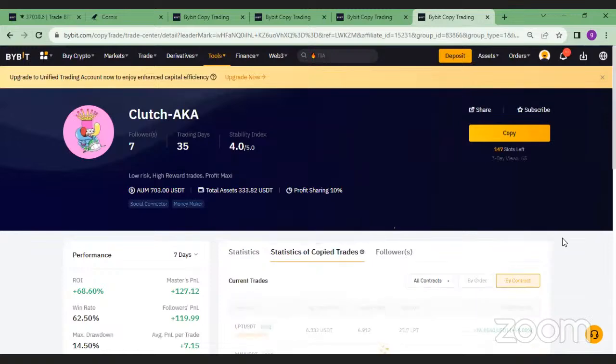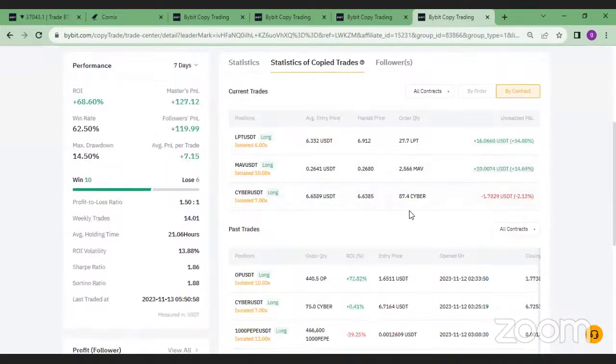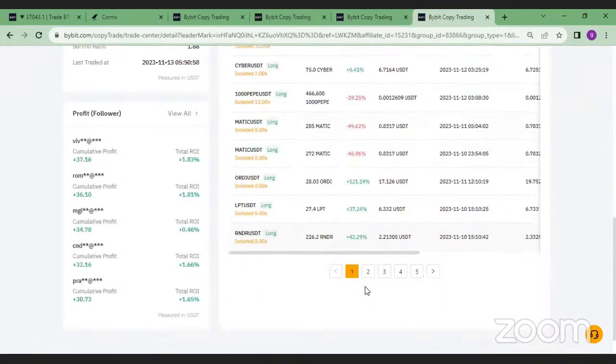I think he has some trades running currently. Yeah, he has some trades. LPT running with over 54%. We have MAV running with another percentage, and then we have cyber, right? This is one of the trades he shared with us on the group this morning. You can see the performance here so far.